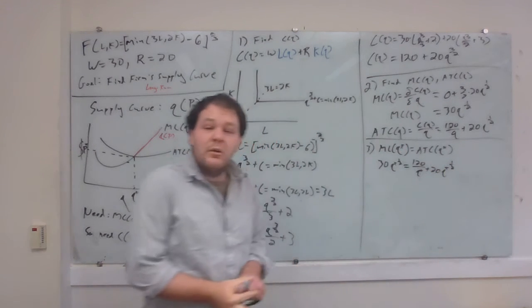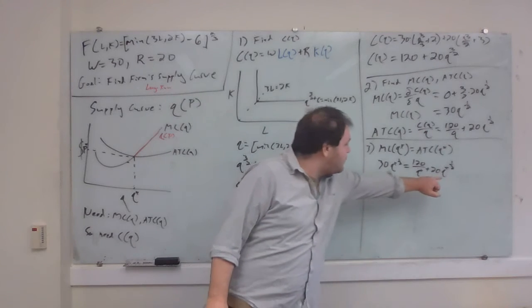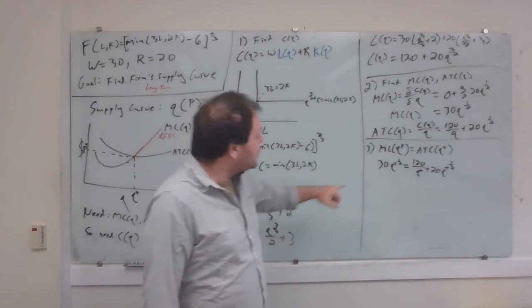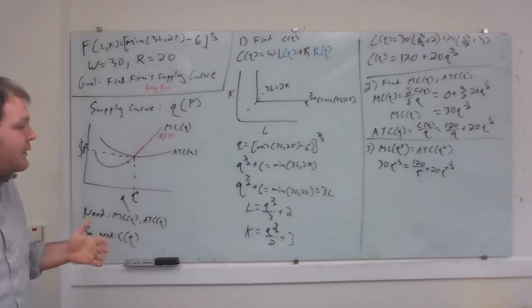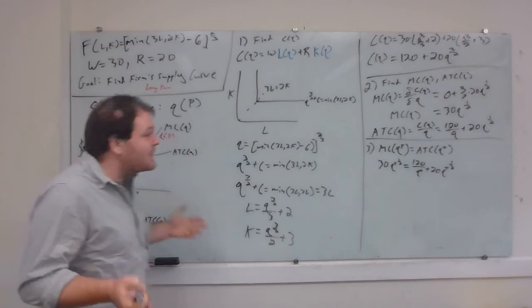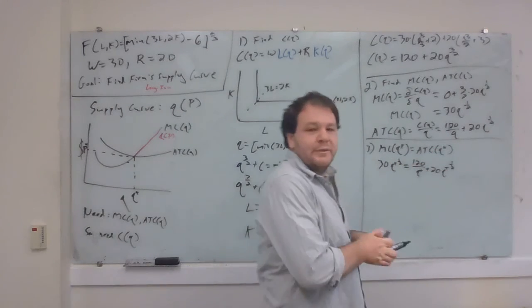I should note, when we're writing down this equation, the reason I'm putting all these stars here is that this is only true for a specific quantity. This is not a general statement that's true for any particular value of Q. We're using this to find the specific value of Q where marginal cost equals average total cost.